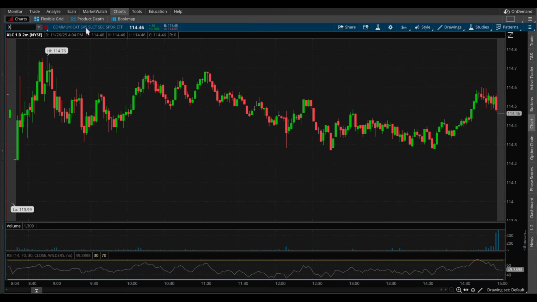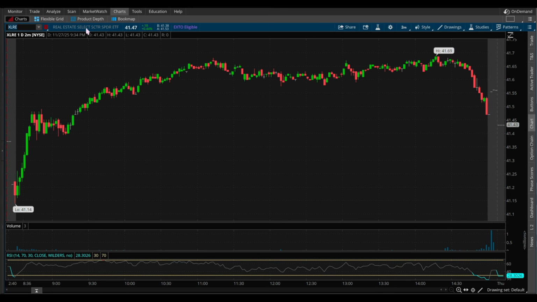And then last but not least is going to be XLRE, which of course is going to be real estate. So certainly you want to think of REITs, property management, and even real estate services. All of that will fall under this sector. So yeah, y'all, that's all 11 sectors.